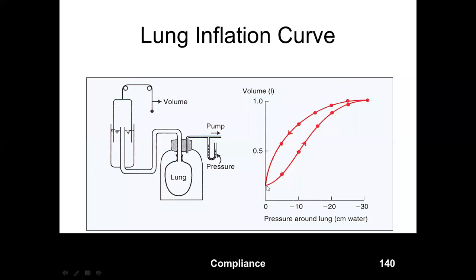Anytime you have such a phenomenon in general physics, especially electromagnetic fields, we call it hysteresis. So we say that the lung inflation curve exhibits hysteresis.